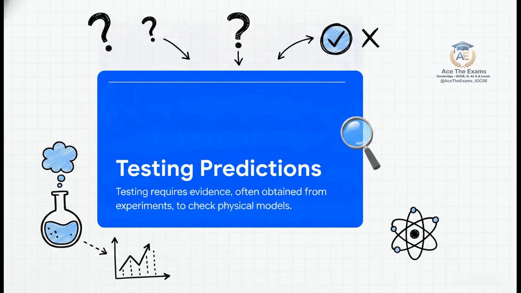And that brings us to our next core concept, testing predictions against evidence. See, physical models usually come from prior observations, sure, but they have to be rigorously tested to make sure they actually hold up in the real world. This is the absolute heart of the scientific method, right? Obtaining hard evidence, usually by running experiments, to validate or tweak our theories.